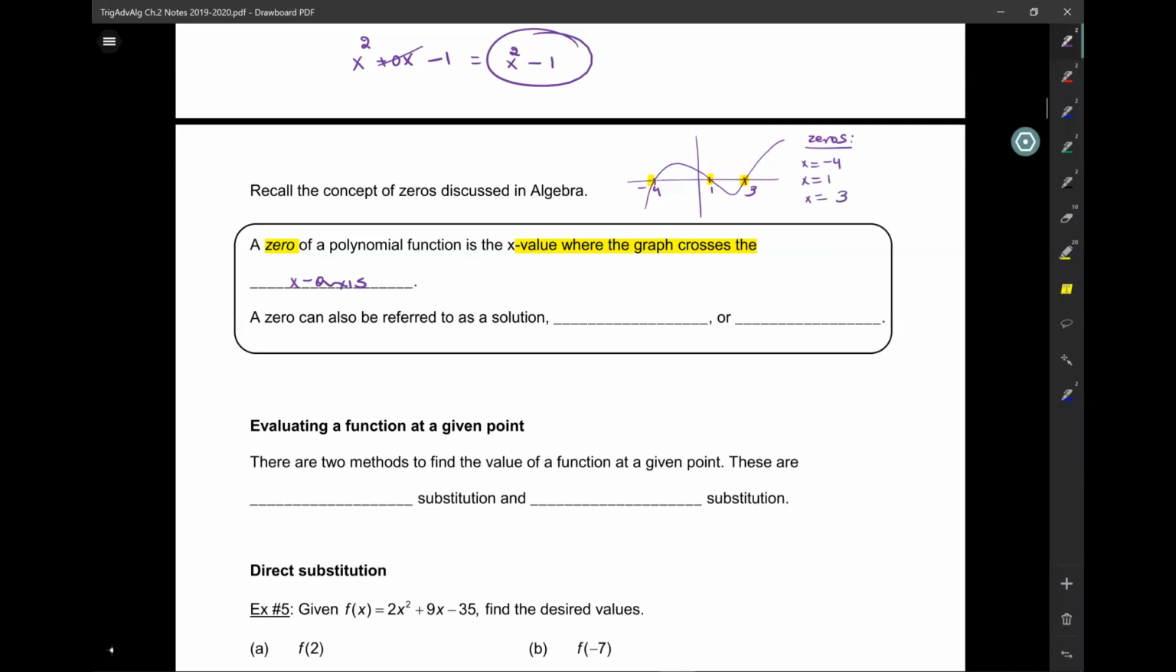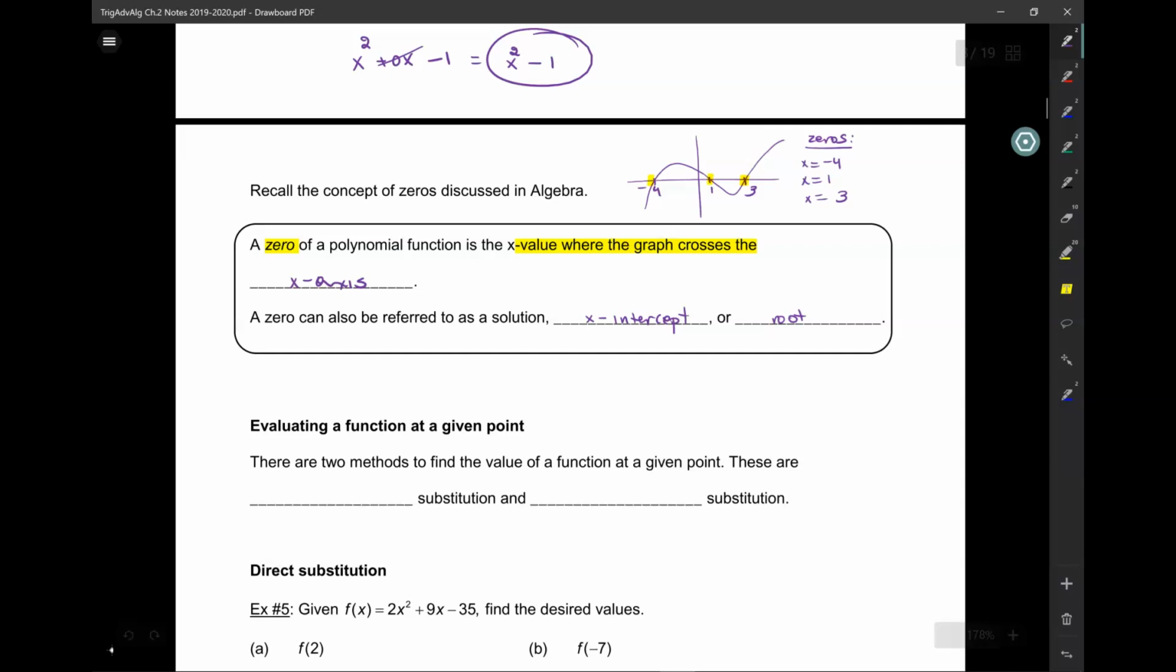Now, a zero can also be referred to as a solution, an x-intercept, or a root. All four of these words mean the same. Okay, so zero, solution, x-intercept, root.